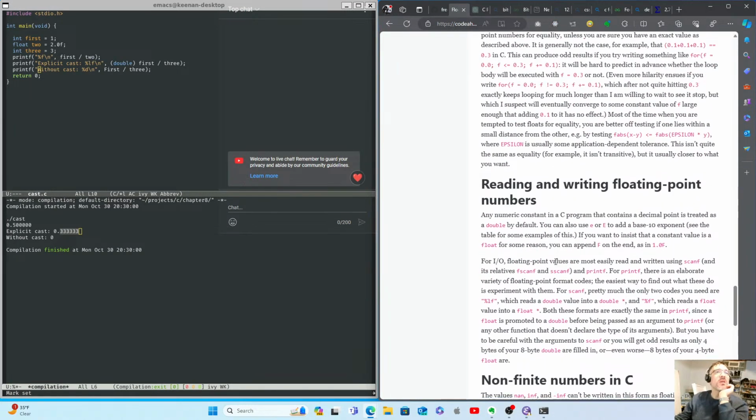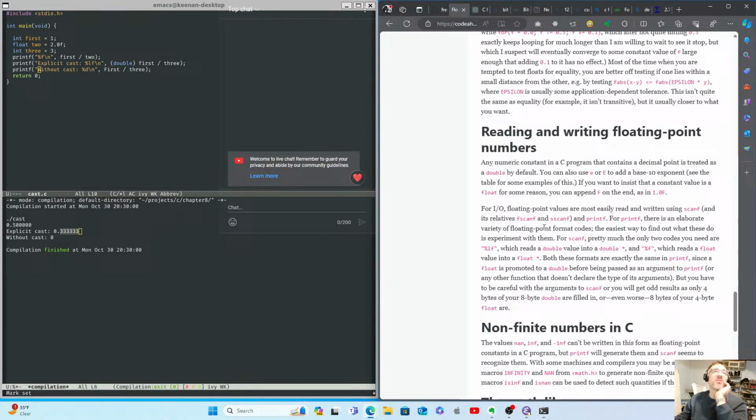Reading and writing floating point numbers. Any numeric constant in a C program that contains a decimal point is treated as a double by default. You can also use e or E to add a base 10 exponent. See the table for some examples of this. If you want to insist that a constant value is a float for some reason, you can append f on the end, as in 1.0f.